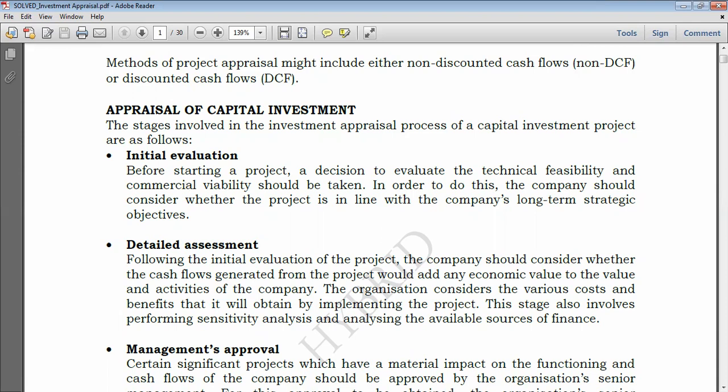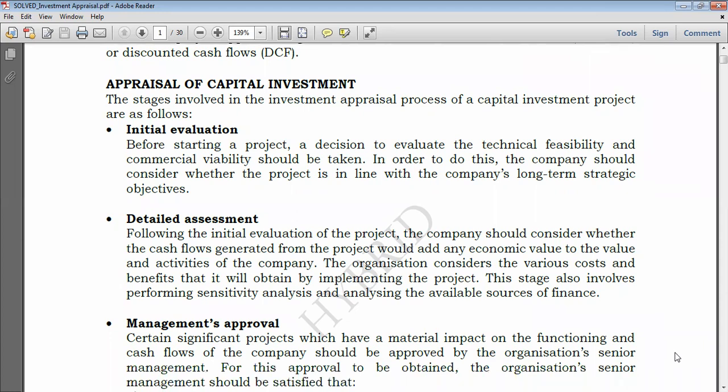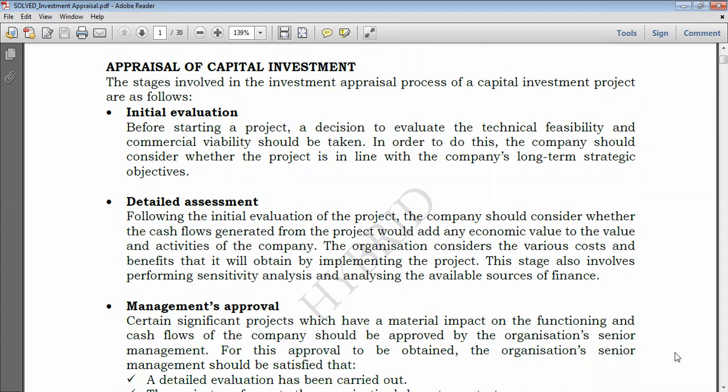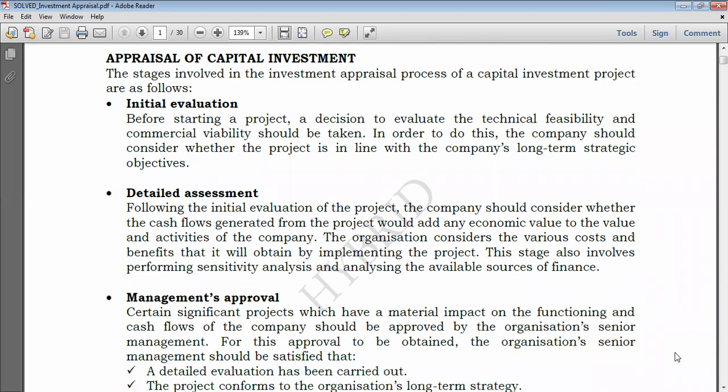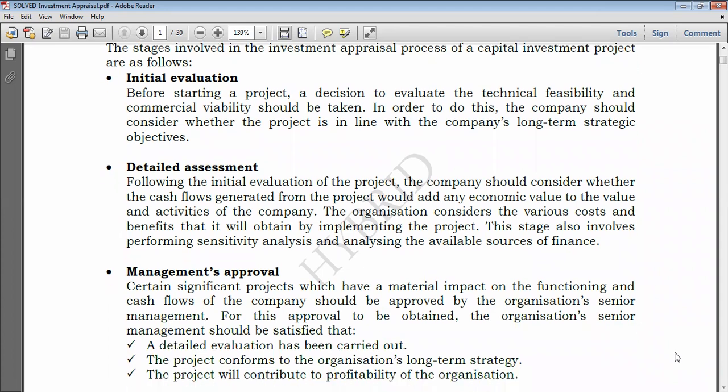So number 3, we have another thing to do, which is management approval. After having performed the detailed assessment, management will have to approve this. So it will be taken to management. Management will check and look at its impact on the cash flow of the company, and if it seems well, it is allowed. And so you can proceed with other stages.